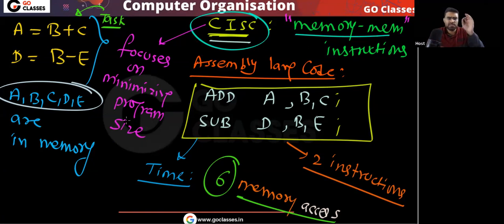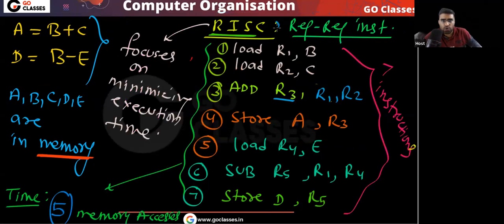Is this clear? Is this crystal clear? Please tell me. Don't keep any doubt in your mind. What I'm telling you, please understand. The idea of CISC is to minimize the program size. Now you can see, to minimize the program size, CISC is using memory instructions. Similarly, remember the principle, the ideology of RISC is to minimize the execution time. So if you want to minimize the execution time, that is the reason we are using register instructions.